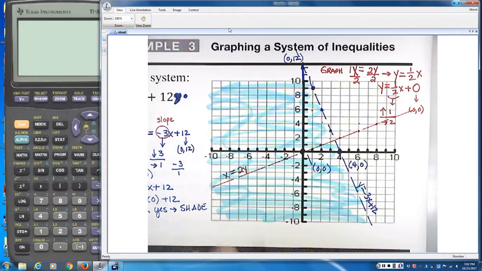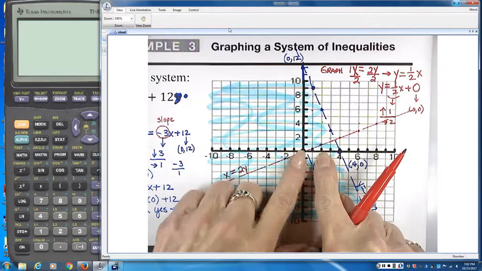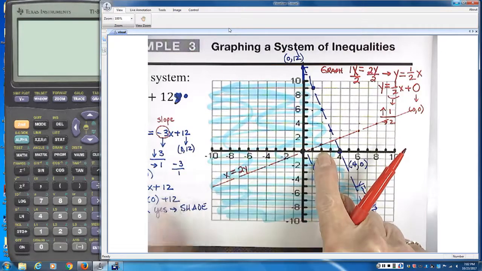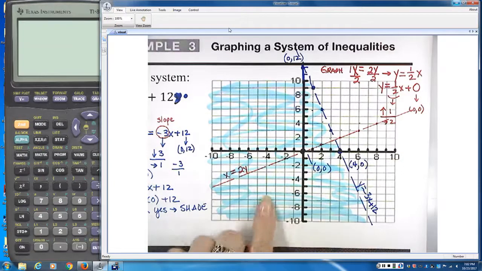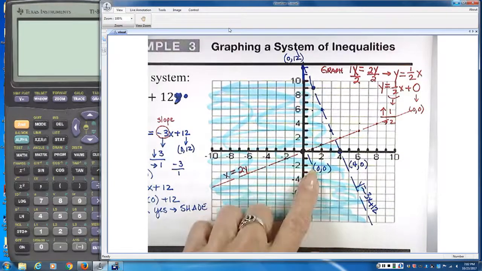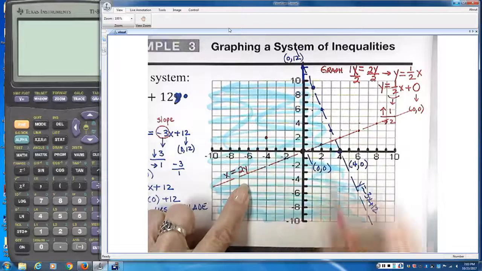It's the line x equals 2y. And you can verify that because, for example, this point is 2, 1. 2 is equal to 2 times 1. So you know that you've got the right points. Now, I can't test 0, 0. I'm going to have to find something else to test. Anybody have a particular point you like? -4, 2? Okay, we'll check that one.